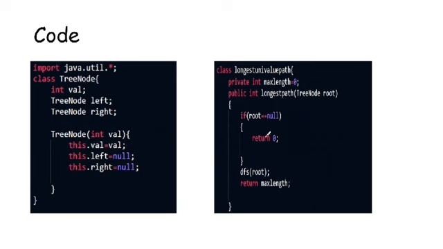Next, the main class, LongestUnivaluePath. The variable maxLength keeps track of the maximum length of the longest univalue path in the binary tree.